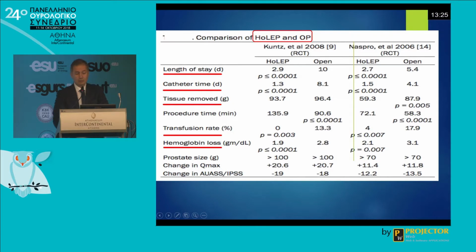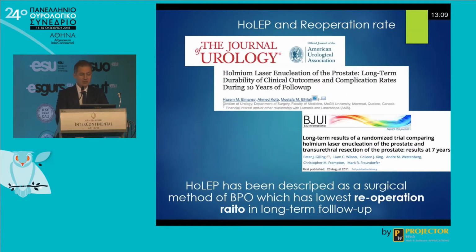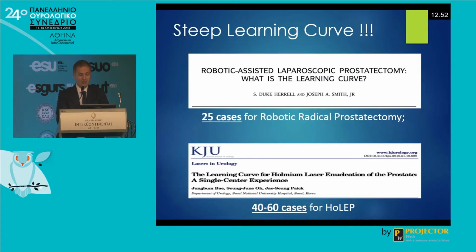And they compared HOLEP and open. Length of stay and catheter time are lower in the HOLEP group than open. Tissue removed is similar to open. Transfusion rate and hemoglobin loss are lower compared to open. And what about the reoperation rate? HOLEP has been described as the surgical method for BPH which has the lowest reoperation rate in long-term follow-up.